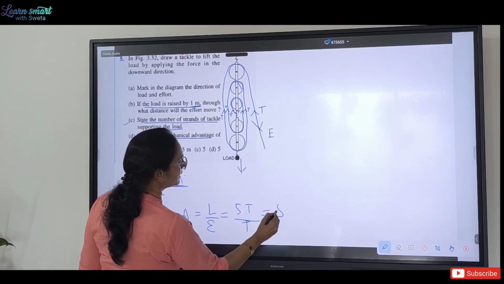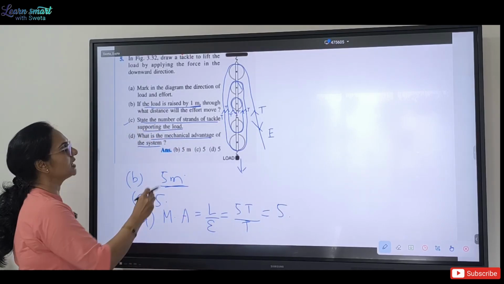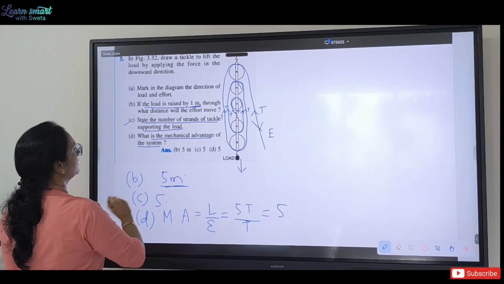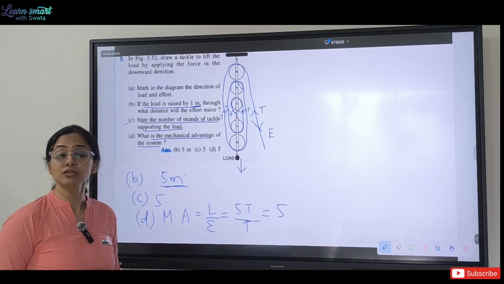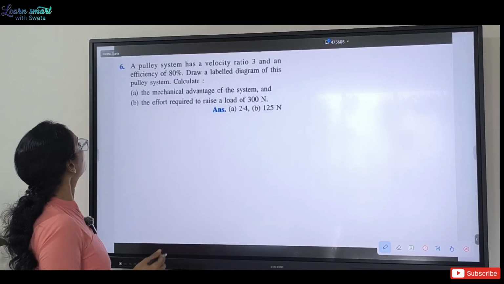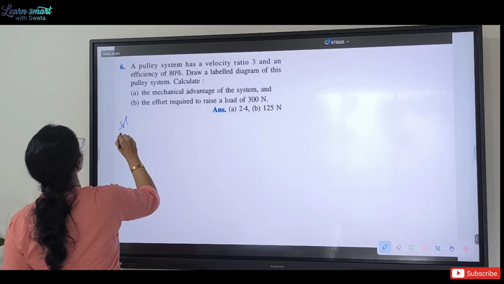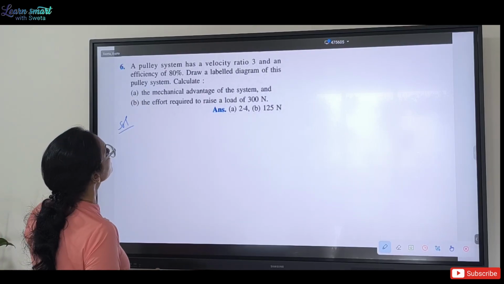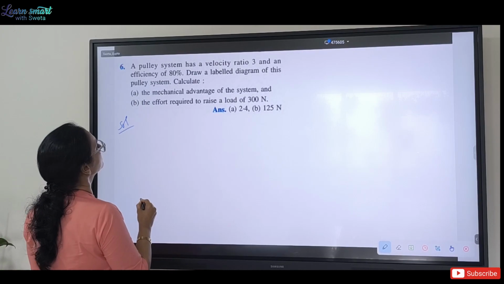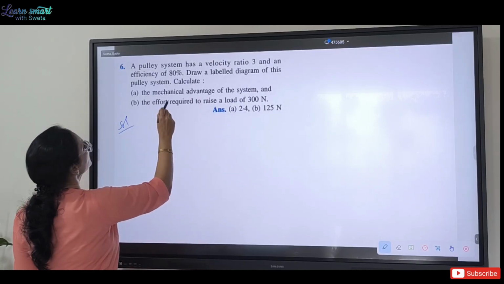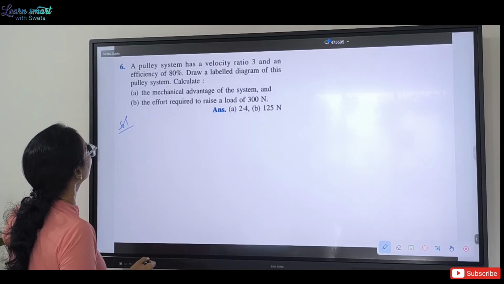So we get mechanical advantage as 5. This is how we calculate the mechanical advantage. Let's see the next question, question number 6. A pulley system has a velocity ratio 3 and an efficiency of 80%. Draw a labelled diagram of this pulley system and calculate the mechanical advantage.